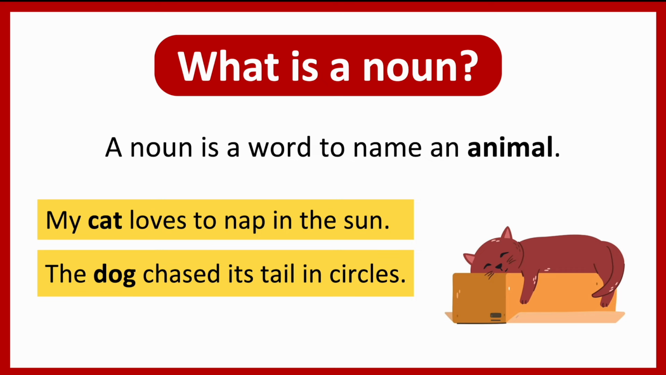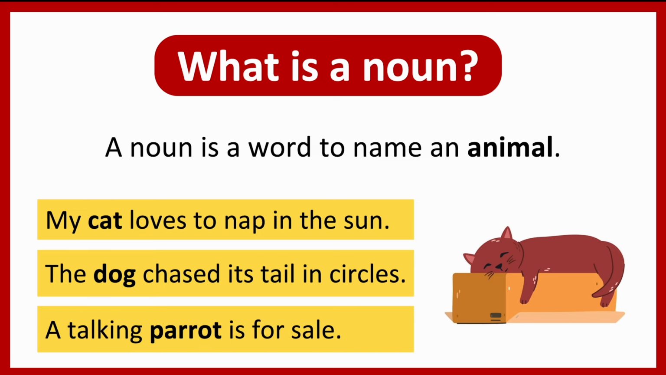The dog chased its tail in circles. In this example, dog is the noun. A talking parrot is for sale. Parrot is the noun.